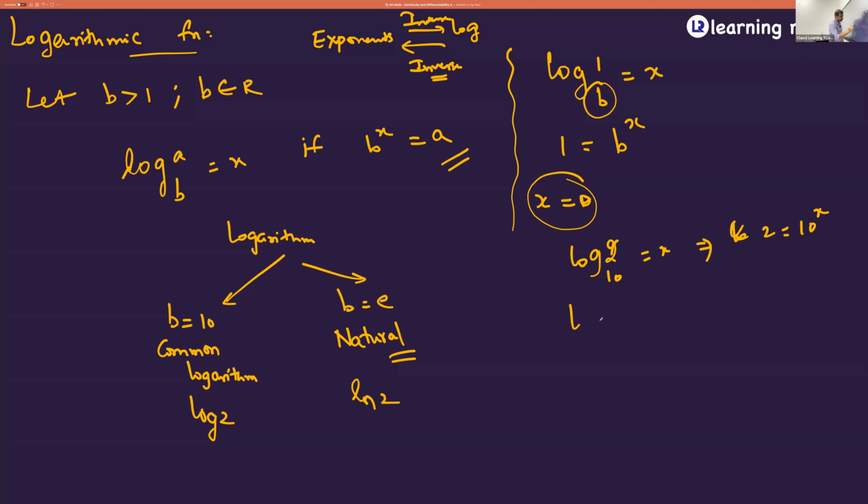Suppose you have something like this, log of 2 base e is equal to x. What is the meaning of this? It means 2 will be equal to e power x. See, if this point is registered in your mind, the next steps I can take it forward. Is this point clear? Is this getting registered?